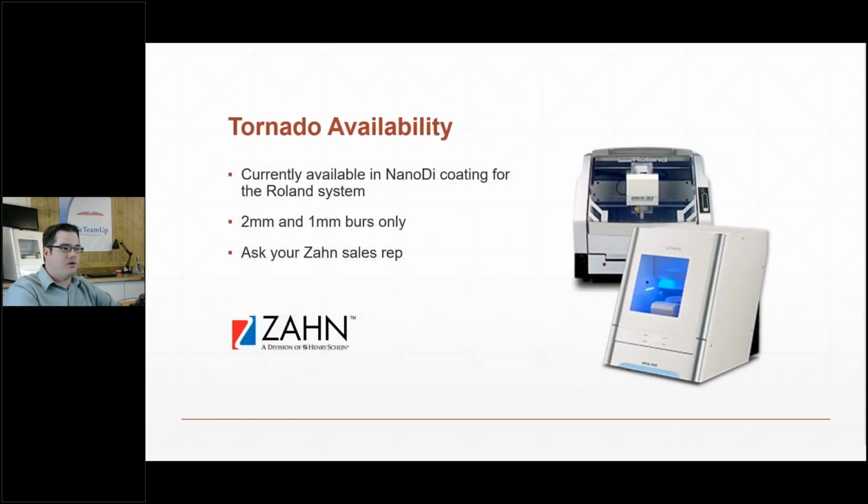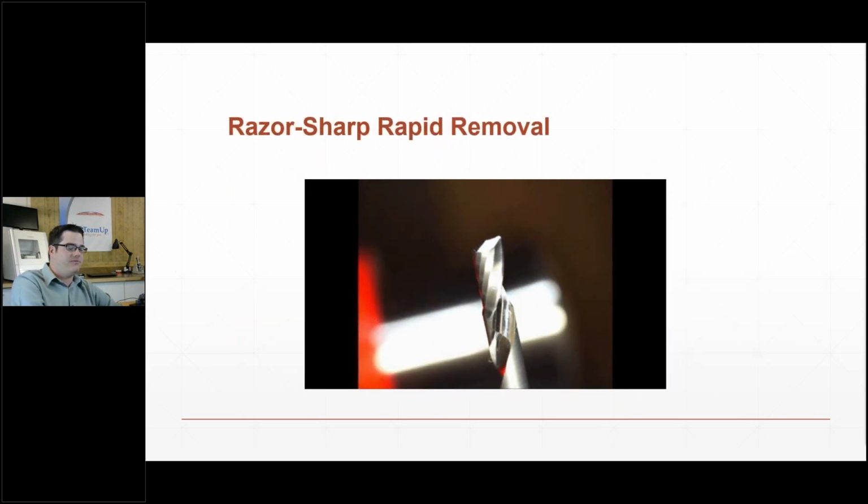So again, it's nano die on the Roland. Your Zahn salespeople know all about them. They can help you out if you want to try them. And then the second fun thing, which is newer than Tornado, is our Razor Sharp Rapid Removal tool.